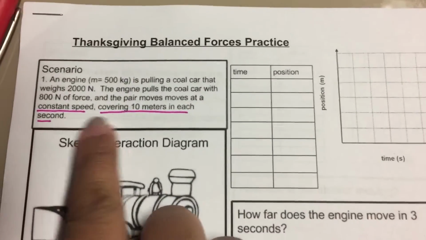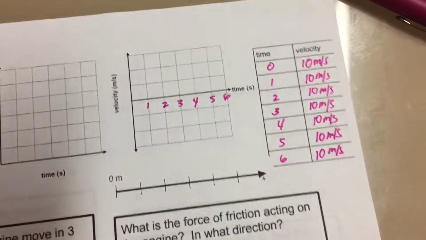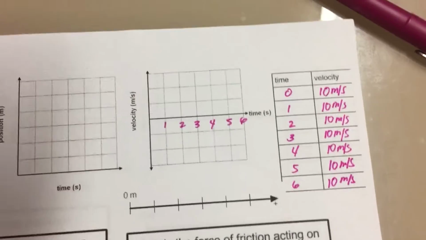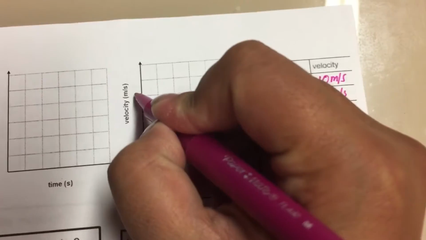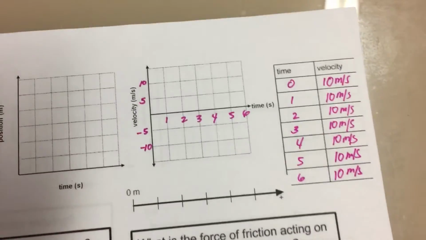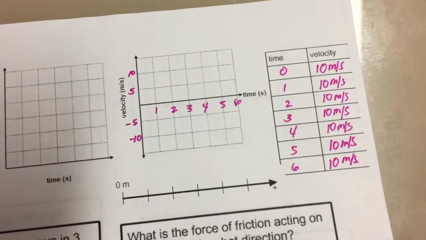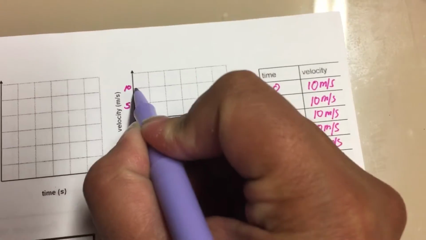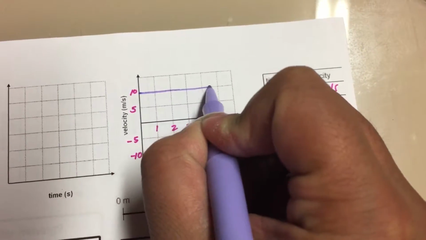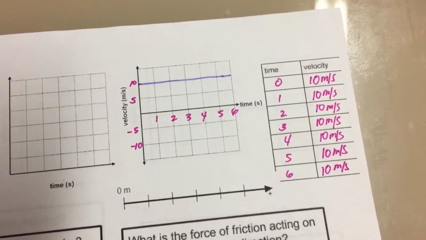So because it is a constant speed, that means that on our velocity time graph, it is going to be constantly at 10 meters per second. Now I've labeled the seconds on the velocity time graph. I'm going to do this by 5 and 10, -5 and -10, and we're going to graph the velocity time graph. The velocity is at 10 meters per second in the positive direction, so it's just a straight line straight across.